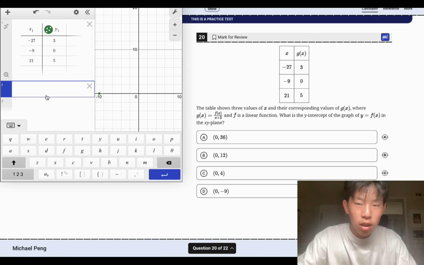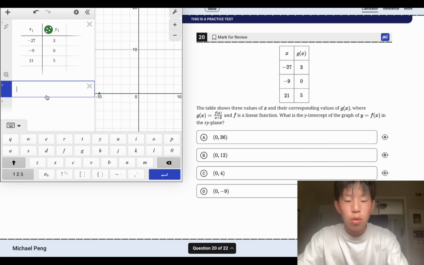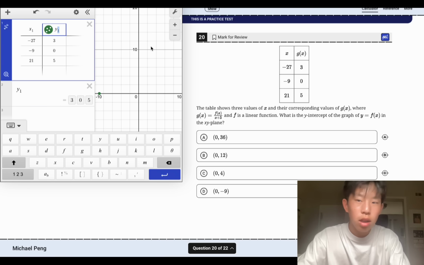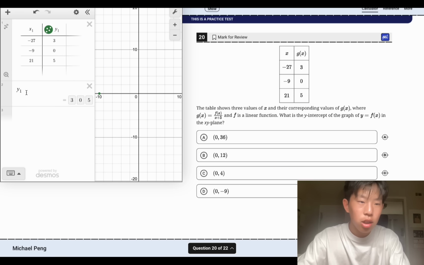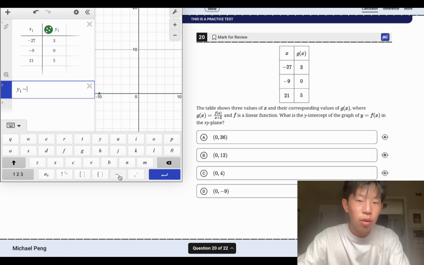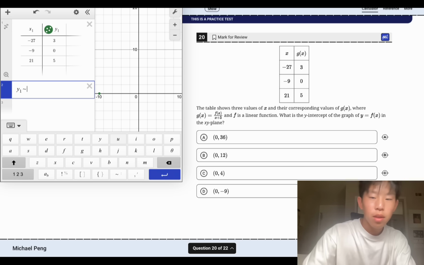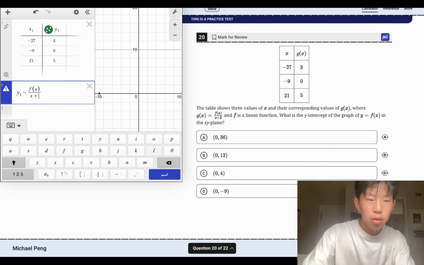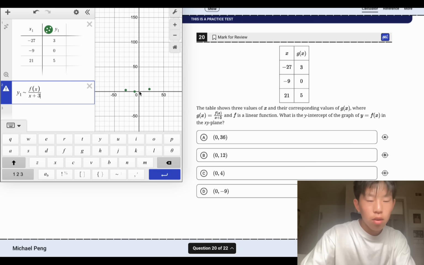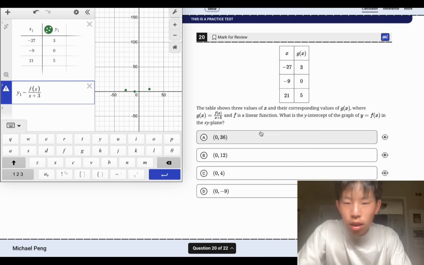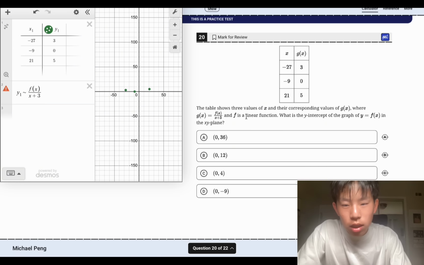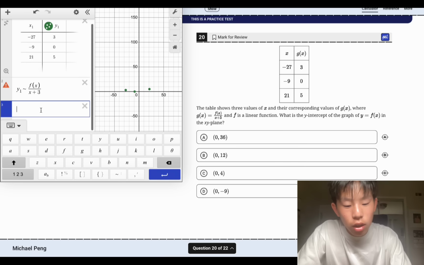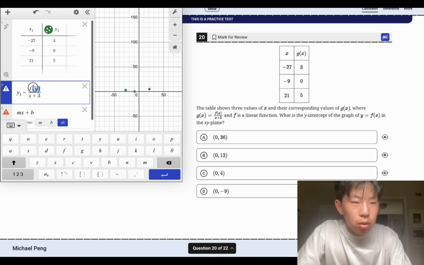But a simple way we can find this is by saying y1 is equal to g of x. So we're basically saying g of x is equal to f of x over x plus 3. And right now you see nothing, which is normal, because we have extra information. It says it's a linear function, so the equation of any linear function is always going to be mx plus b. So we're going to type in mx plus b, and now it should work, right?